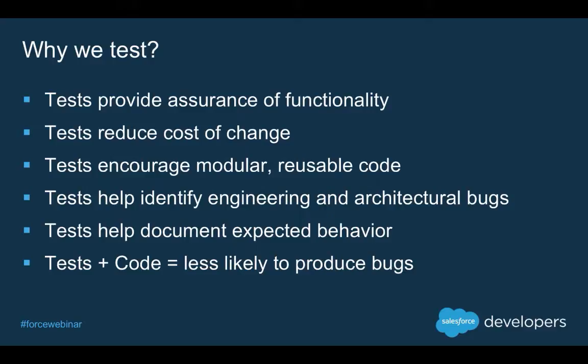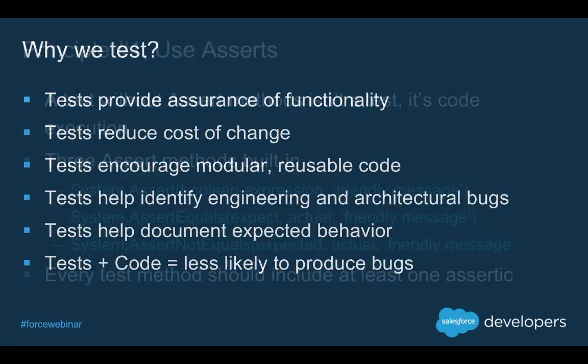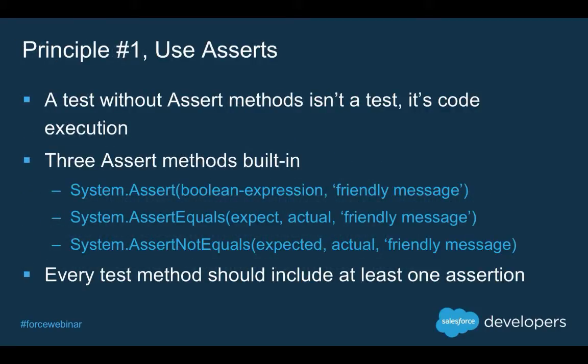Let's dive into our first principle. The first principle of writing Apex testing is to use assertions. Now, there are three main assertion methods provided by Salesforce: system.assert, system.assertEquals, and system.assertNotEquals. These three methods are the low-level, most basic foundational assertions, and assertions are the lines of code you put in your tests to actually check to see that your response came back as you expected.